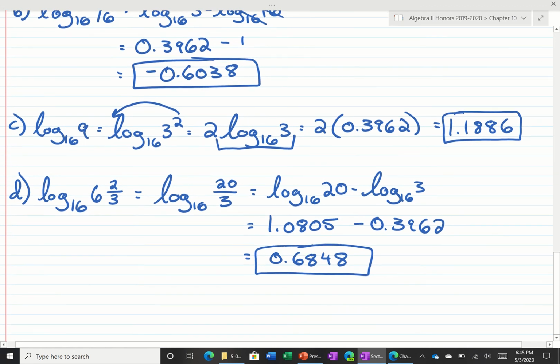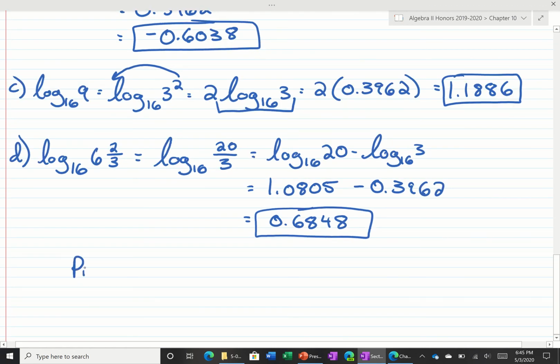Alright, so for homework, what I would like you to do is please take a look at practice 10.3. We would like you to please do numbers 1 to 8.